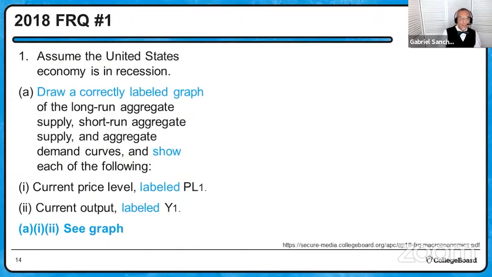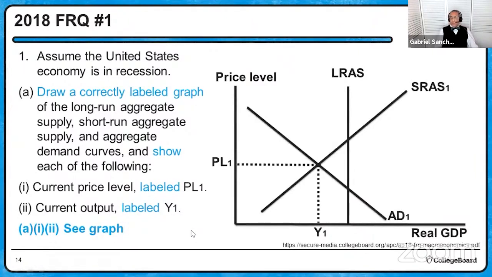If not, I'll give you a few seconds to get it drawn up. But again, remember, output is Y1, current price level PL1. They are not asking you to label YF on this one. So draw your graph. Here we go. I'm ready to show. Here's the answer. There we go. So here's your graph. You should have this drawn.